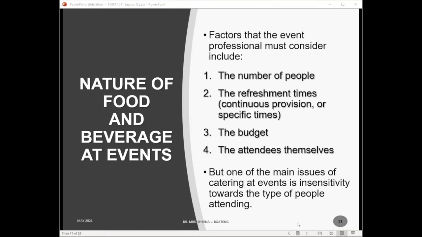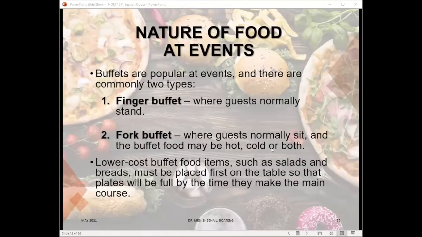And that is one of the key things we are going to consider and look into when it comes to event professionals focusing on the attendees at these events and the nature of food and beverage as determined by the characteristics of these attendees. So we are going to break these down in the subsequent slides to appreciate how the event professional needs to consider each of these factors.